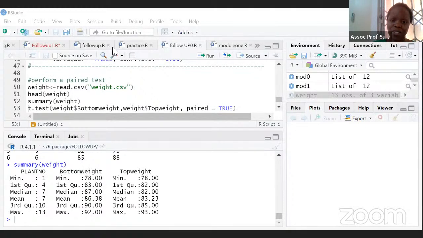Somebody said they can't follow. I request Helen to post the data set and the script so that this person can follow.